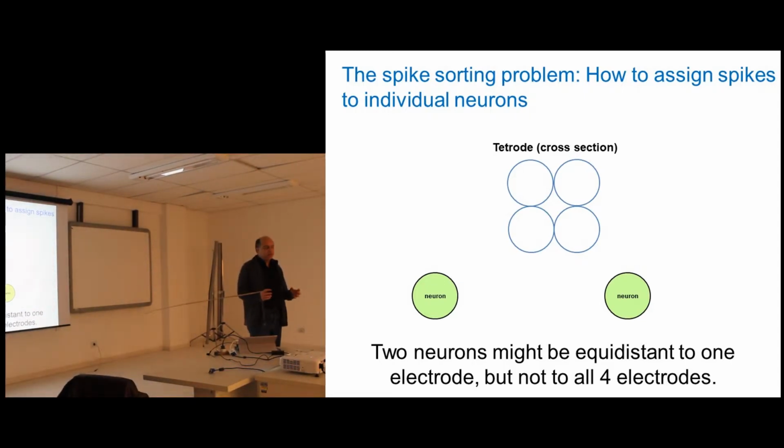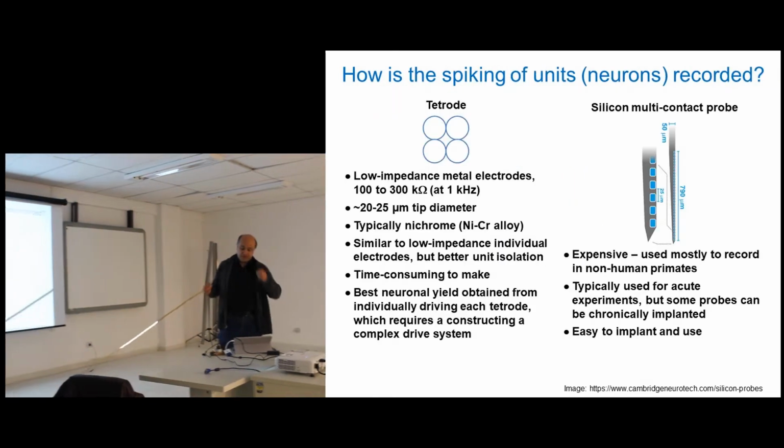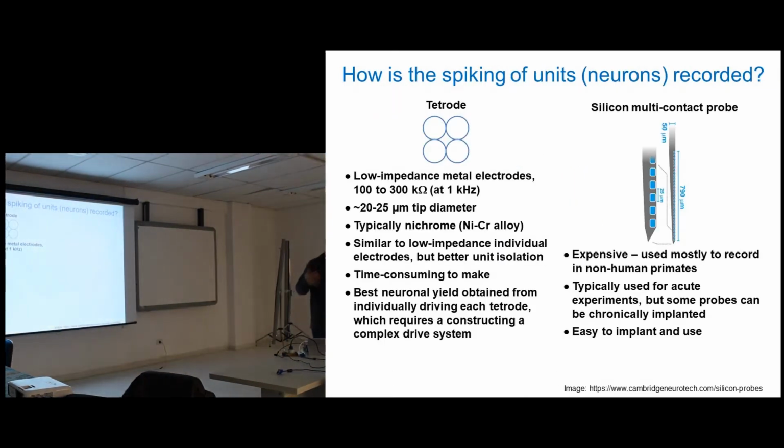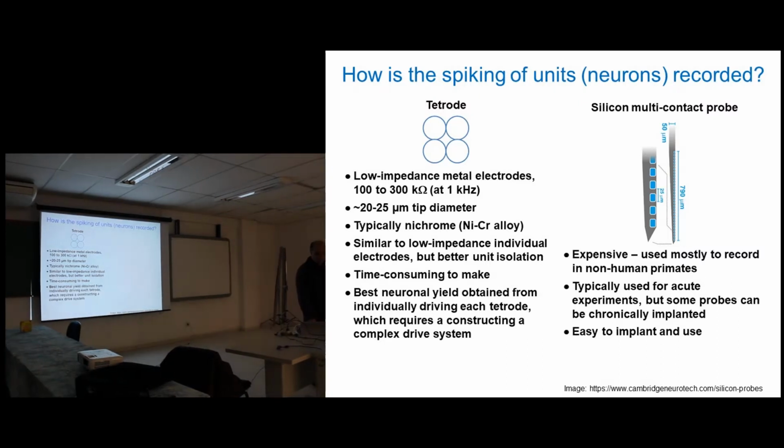If you record from these simultaneously, you might have one electrode where you can't tell 2 different neurons apart, but on another electrode, the waveforms will look different enough that you can actually separate them. So using tetrodes and stereotrodes has become quite popular. The theory is really quite similar to the low impedance electrodes that I already discussed. Same kinds of materials, better unit isolation.